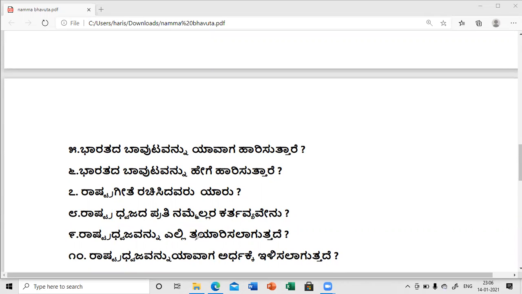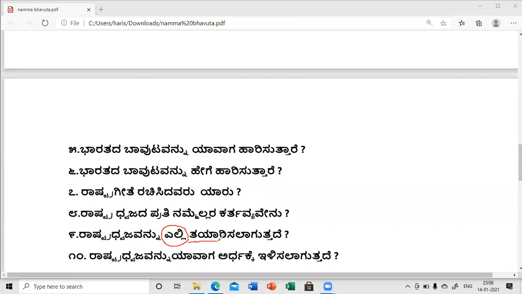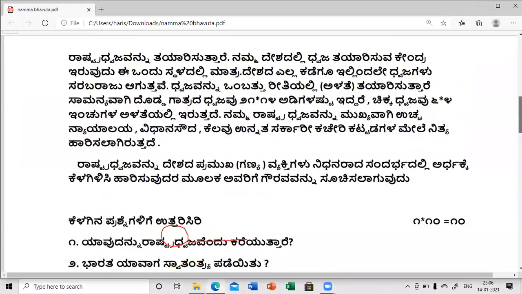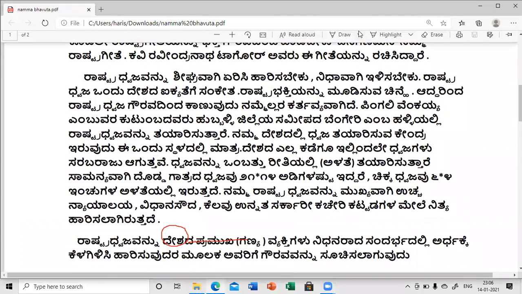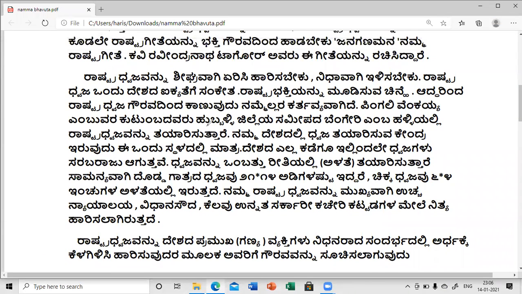ರಾಷ್ಟ್ರಧ್ವಜವನ್ನು ಎಲ್ಲಿ ತಯಾರಿಸಲಾಗುತ್ತದೆ? So ಎಲ್ಲಿ is a keyword that we have to look at. Yelli is where again. So it's a place that we have to look at. And look at the verb also. That is tayarisalagutade, means prepared, where it is prepared. So Yelli is a place. So we need to see what place is mentioned in the paragraph. So just locate the name of the place first, then you will read that particular sentence.